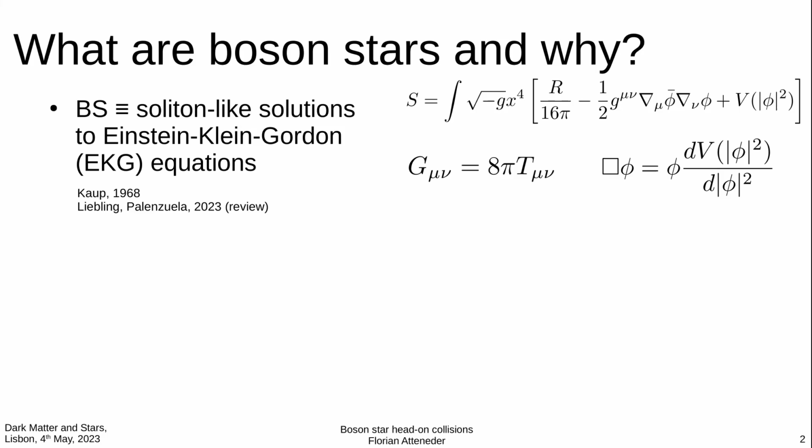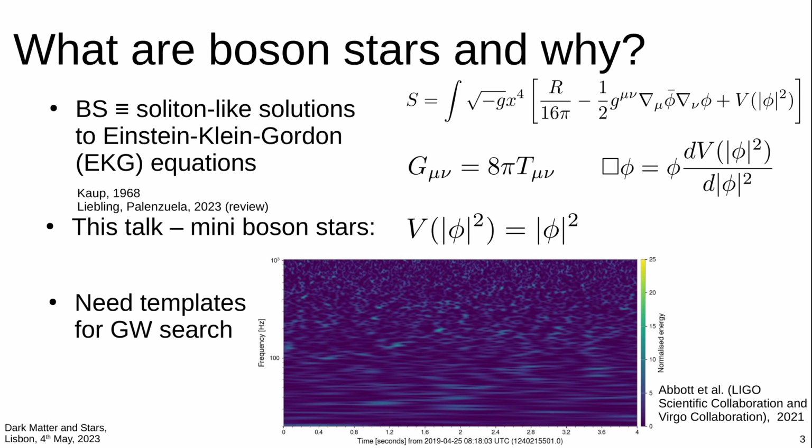So, in short, boson stars are soliton-like solutions of the Einstein-Klein-Gordon equations of motion. Those equations of motion you can derive when you minimally couple a complex scalar field to an Einstein-Hilbert term. And the first to consider such a setup was Kaup in 1968. If you want to know more about evolution techniques and also single star models, I refer you to this review. For the sake of this talk, I'm restricting myself only to so-called mini boson stars. Those are the stars for which the potential is that of a free scalar field. And I've also set the mass to 1, which is convenient for our coding.